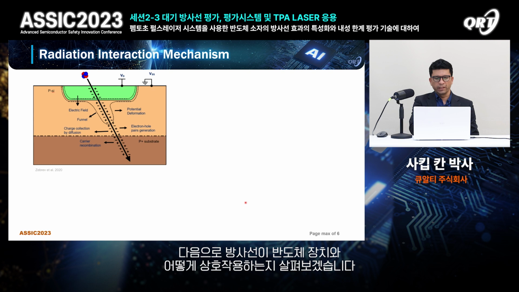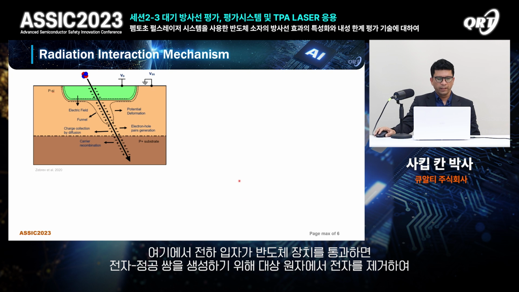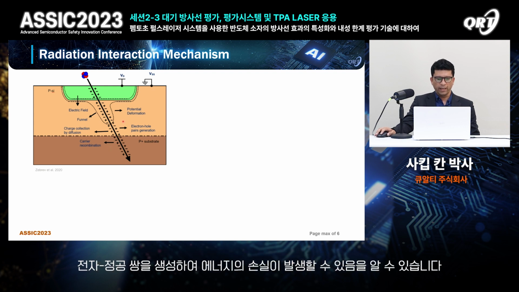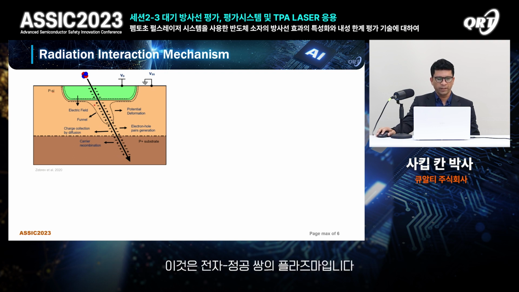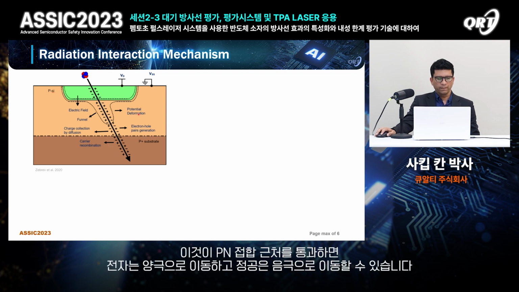Next, I will show how the radiation can interact with the semiconductor devices. So here, you can see if a charged particle passes through a semiconductor device, it can lose its energy by generating electron hole pairs, by stripping the electrons off from the target atoms. So this is a plasma of electron hole pairs. If this passes through or near the p-n junction, the electrons could be drifted towards the positive side and the holes can be attracted toward the negative side.